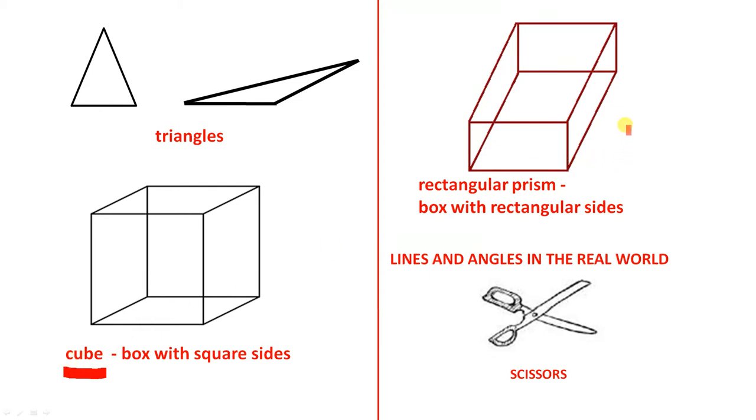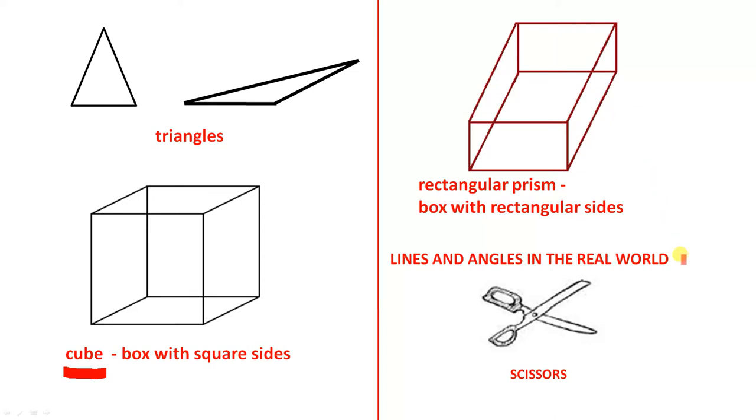Here we also have a 3D object. It's called a rectangular prism, and it's a box with rectangular sides. So all the 6 sides, that's the top, the bottom, and all the ones on the side, they're rectangles, and that's why it's called a rectangular prism. And when that's formed, you have lines and you've got angles.